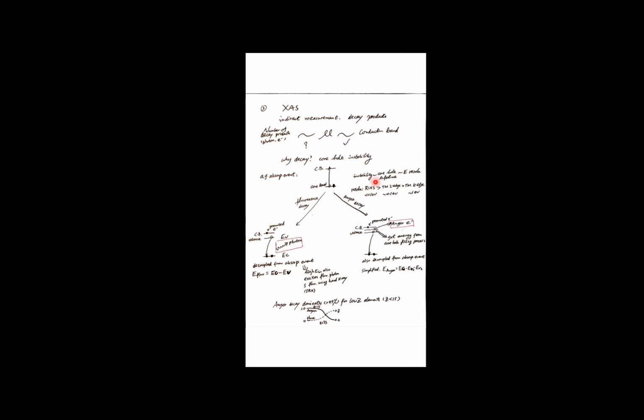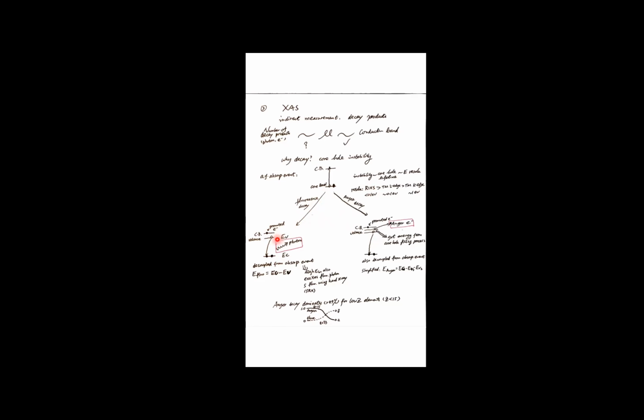We said that the core hole is unstable and it will decay, and it will decay through two channels. One is through the fluorescence decay, right? So what happens here is now we have a core hole here, and the core hole is promoted to the conduction band. So we have the promoted electron here.